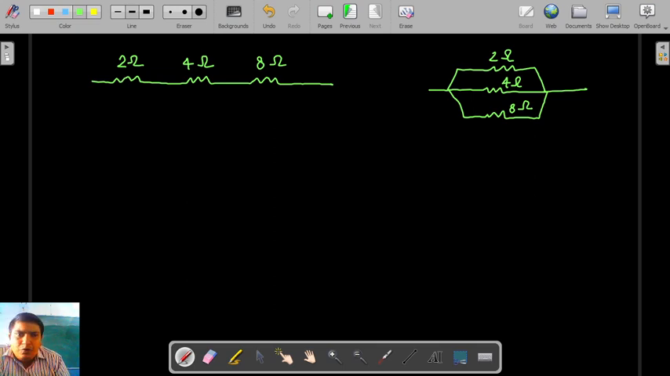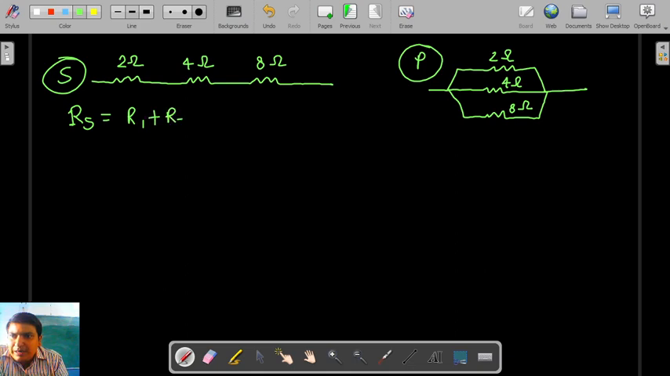Now, as we know, this is the series combination and this is the parallel combination. If we want to calculate the total resistance in series, Rs equals the sum of R1 plus R2 plus R3, so it will be 2 plus 4 plus 8, which means 14 ohm.